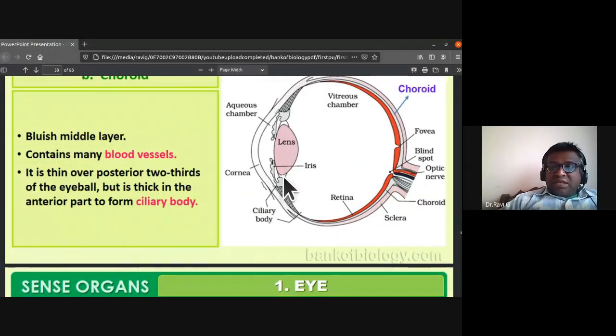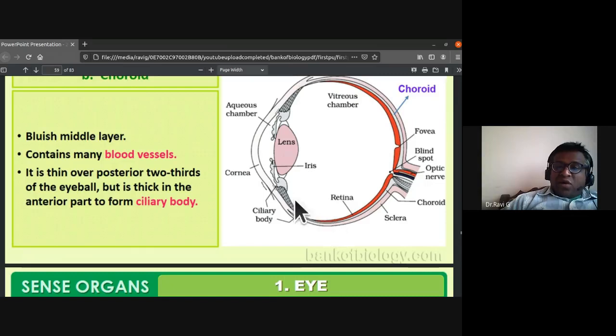So the ligaments are attaching to the ciliary body. The ciliary body protrudes out to form the opaque region of the eyeball, that is the iris. There is an opening within the iris, which we call the central opening, called the pupil. The size of the pupil is controlled by the muscles of the iris.